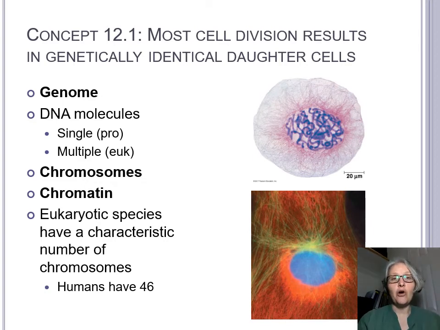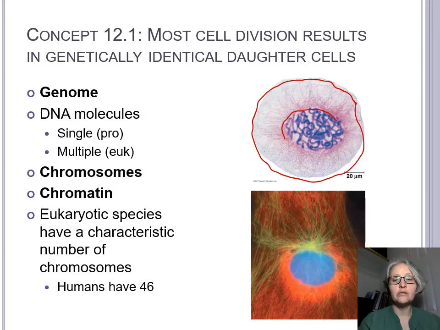The genome is all of your genetic information. So if we look at one cell and we focus in on the nucleus, all of that purple stuff in there is that cell's genome. Every single cell has all of the instructions for that entire organism. It might not be using all of those instructions, but that genome is that entire genetic set of information.